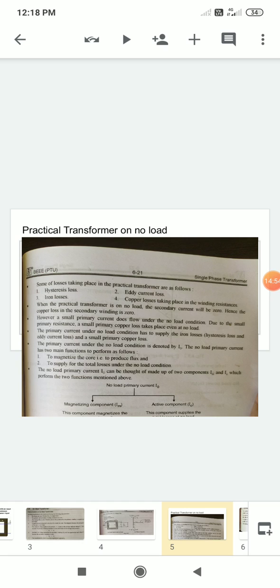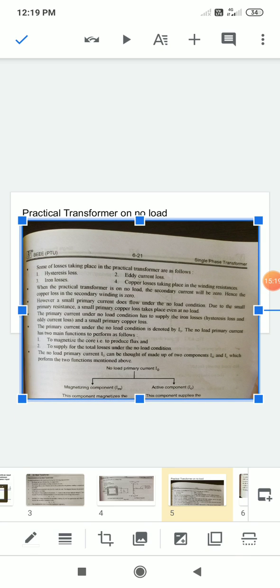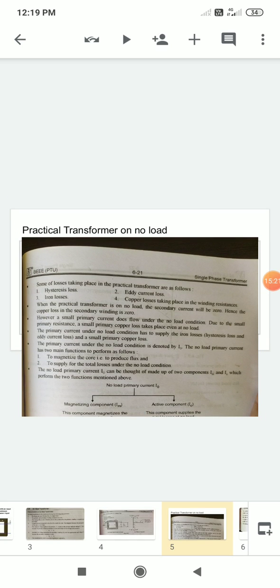Students, in a practical transformer there must be a resistance R. Because of this resistance, heat is produced, and this heat produced in a transformer is again a loss. So when the practical transformer is at no load, the secondary current will be zero, and hence the copper loss in the secondary winding will be zero. If we consider no load, our copper loss there can be zero; otherwise the copper loss will remain there.